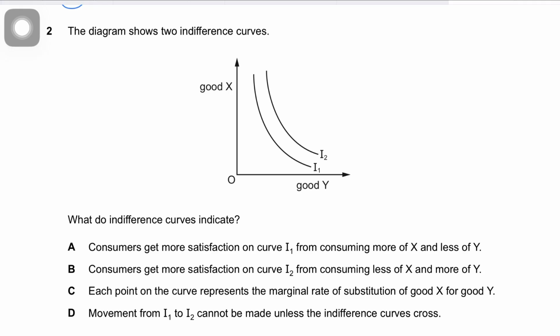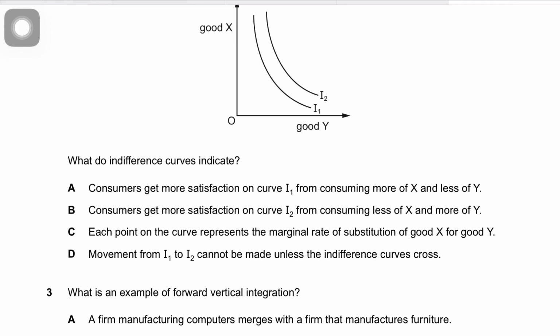Question 2, A is not the correct answer. It says consumers get more satisfaction on I1 from consuming. Obviously they get more satisfaction on I2. So A is wrong because, moving along the same indifference curve, if you go from X to Y on the same indifference curve, you get the same utility. So if you go along this curve, consuming more of X and less of Y, somewhere like this along the IC, you're getting the same utility. It gives the same satisfaction along the IC curve.